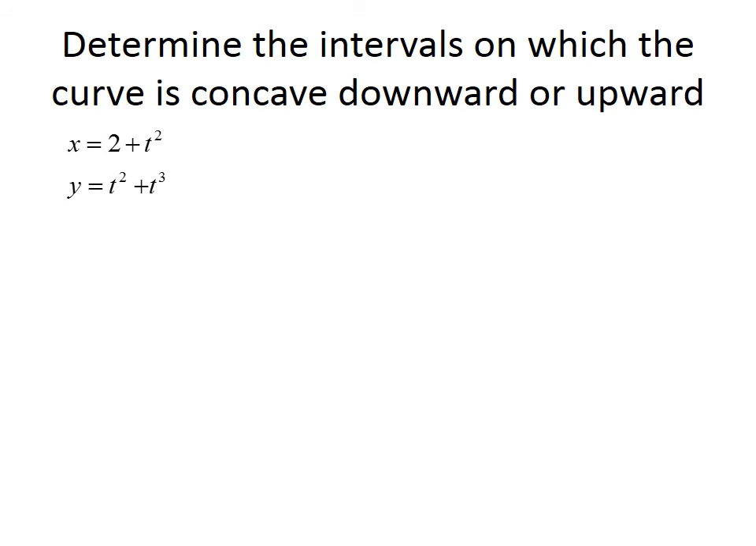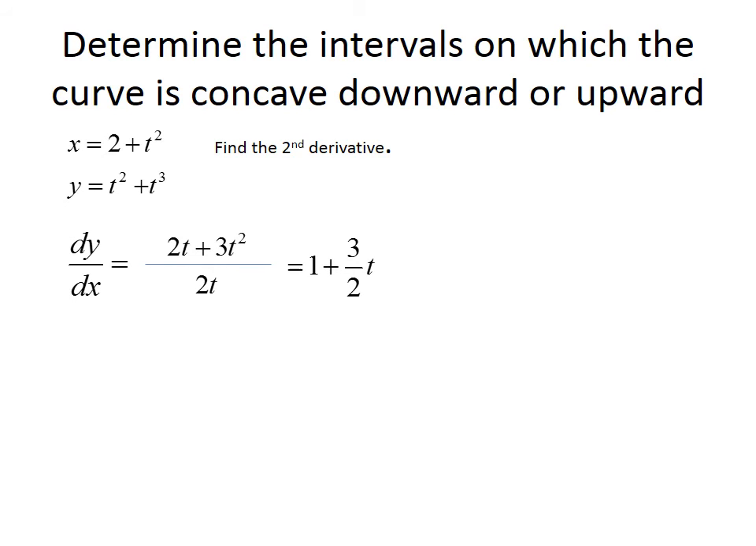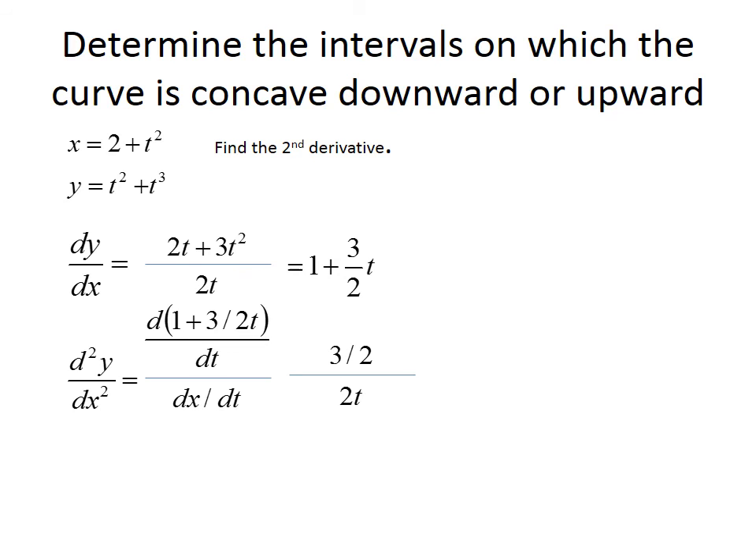To see when the interval is concave up or concave down, once again, we look at the second derivative. So the first derivative is dy/dt over dx/dt. I think we can clean that up a little bit. Now to find the second derivative, I take that value and I take the derivative of 1 plus 3/2 t and divide it by dx/dt. So where is the second derivative 0 or undefined? At t equals 0.